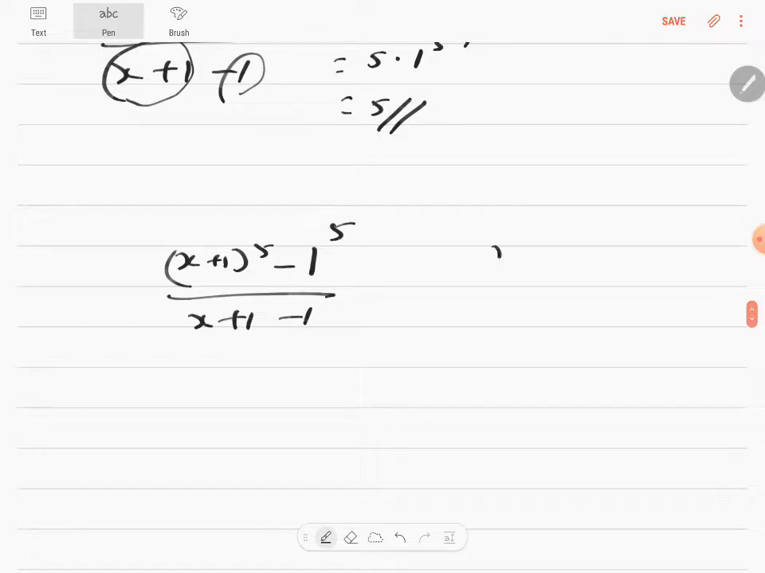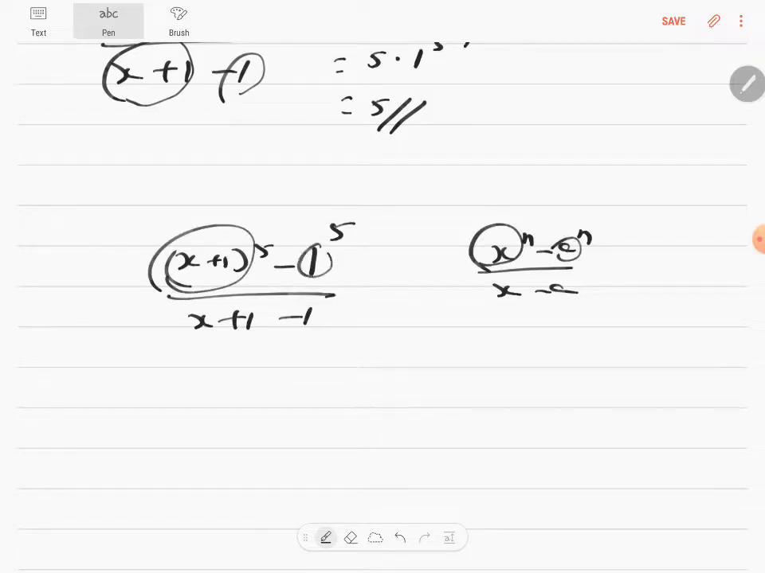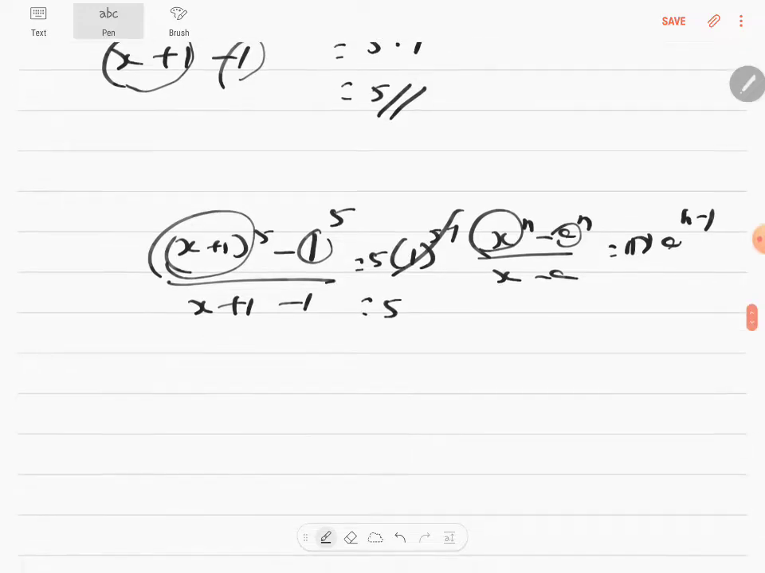So that it's in the form x to the power n minus a to the power n by x minus a, where in the place of x you have x plus 1, and in the place of a you have 1. The answer is n into a to the power n minus 1, which is 5 into 1 to the power 5 minus 1. 1 to the power any number can be ignored. The answer is just 5. Are you clear? That's trick number 1.